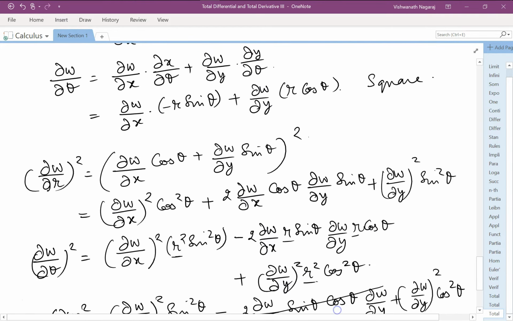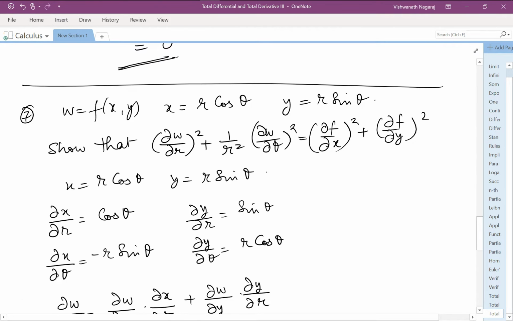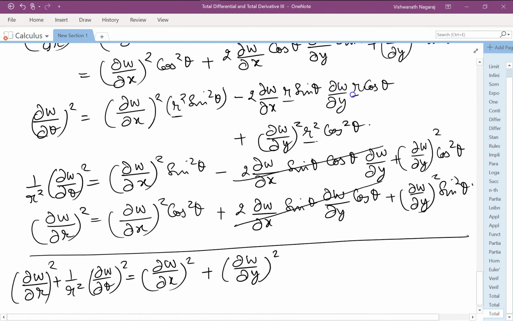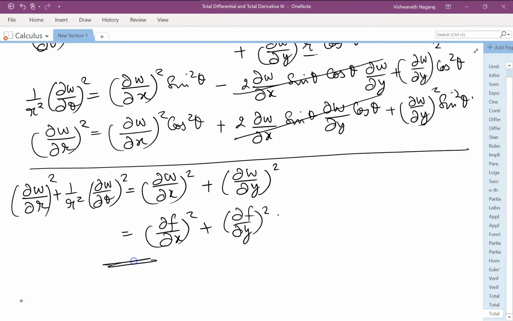Now what did we have to show? We had to show (∂f/∂x) the whole square. But remember, ∂w is nothing but the function. So (∂f/∂x) the whole square plus (∂f/∂y) the whole square, which is what we have to show.